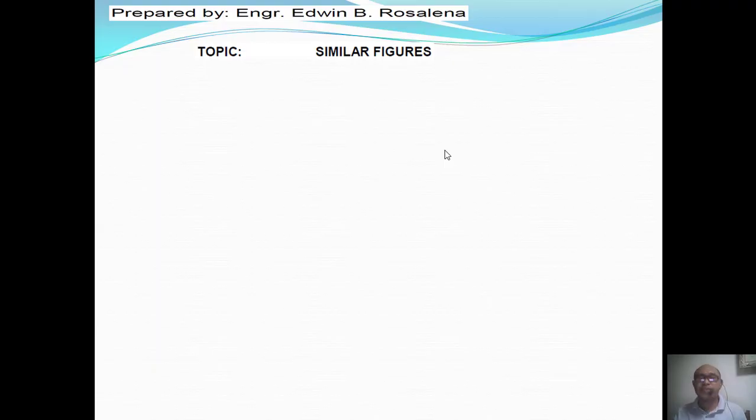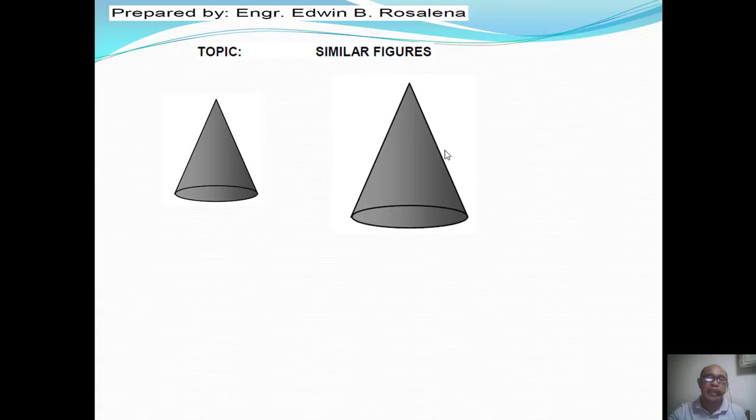We can apply similarity also in solid figures, and similarity of solid figures follows the same proportions as introduced in the plane figures. For our discussion, I will just show two similar cones, cone 1 and cone 2. Notice that they are similar: they are of the same shape, but not of the same size.